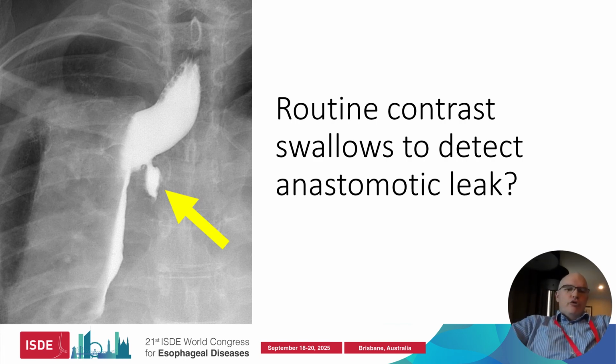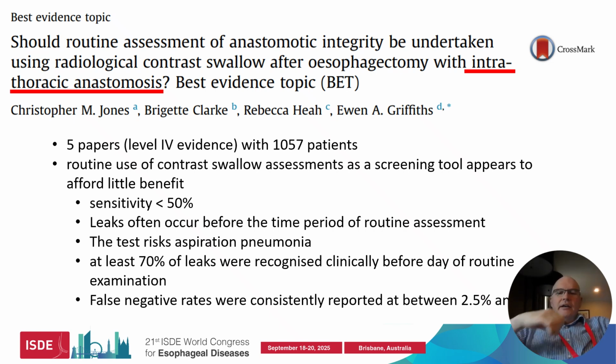I wanted to discuss a bit about routine contrast studies to detect anastomotic leaks. These were in vogue in most centres around the world at various points, but the evidence suggests that they are poor. This is our study from some time ago, looking at routine swallows in intrathoracic anastomoses, and the overall sensitivity of the test was less than 50%. Leaks often occurred before the time frame of routine assessment, and the test risked aspiration pneumonia, and 70% of leaks were recognised clinically before the day of routine examination.